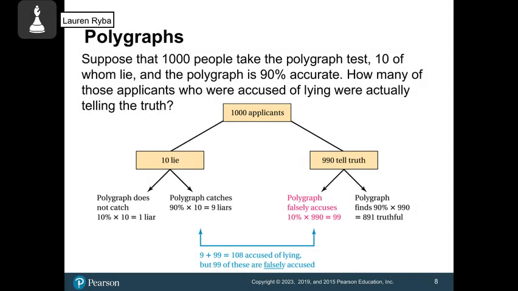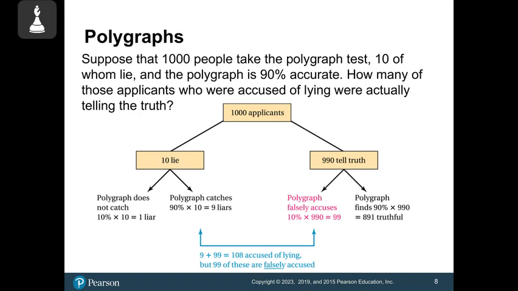Another way that we can look at these situations is with a tree diagram. So we're going to look at that for a polygraph situation. Suppose that 1,000 people are going to take a polygraph test and 10 of them are going to be set up to be lying. We also know the polygraph is 90% accurate. Well, how many of these applicants who were accused of lying were actually telling the truth?